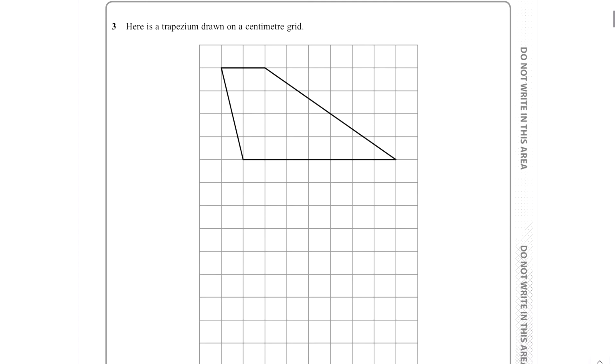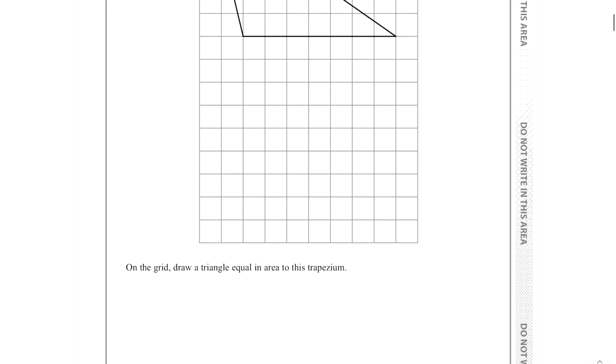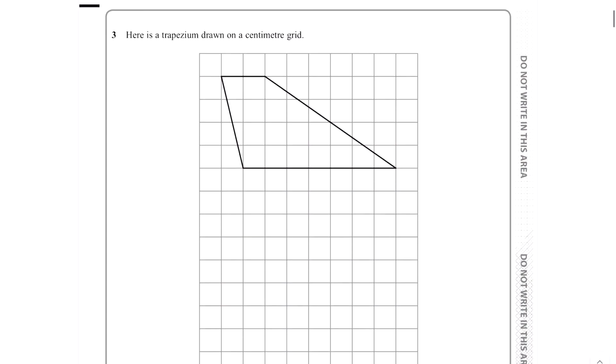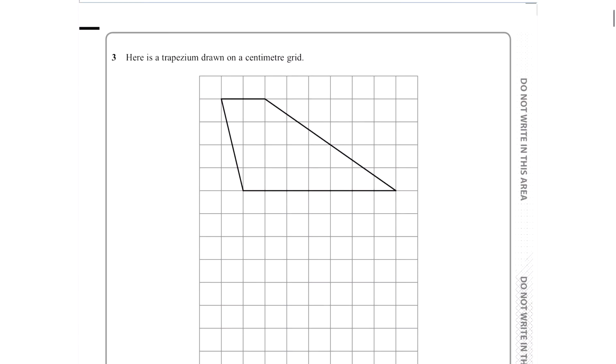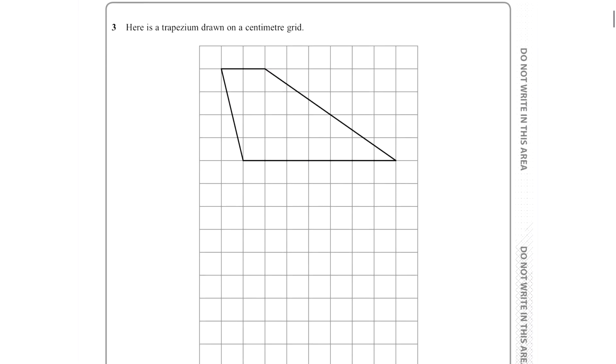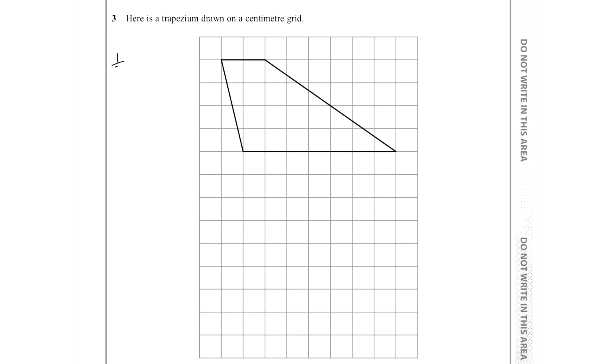Here's a trapezium drawn on a centimeter grid. On the grid, draw a triangle equal in area to the trapezium. So the first thing we need to do is find the area of the trapezium. Now, to find the area of the trapezium, the formula we use is a half, a plus b, times height.